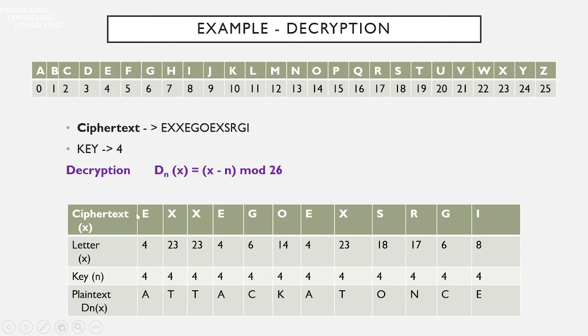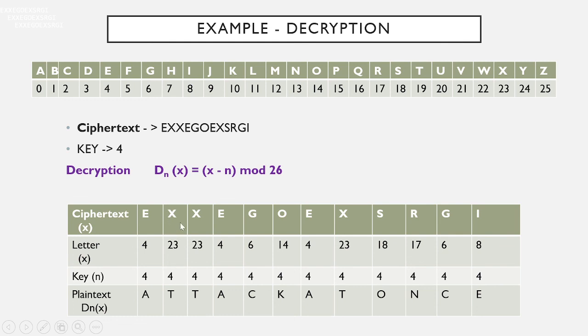So for the ciphertext E, how do we find the plain text? The corresponding value is 4 and the key is 4. We are going to perform the subtraction x minus n. So 4 minus 4 is equal to 0. The corresponding letter in the table above is A. It goes on by performing the same for all the ciphertext letters.